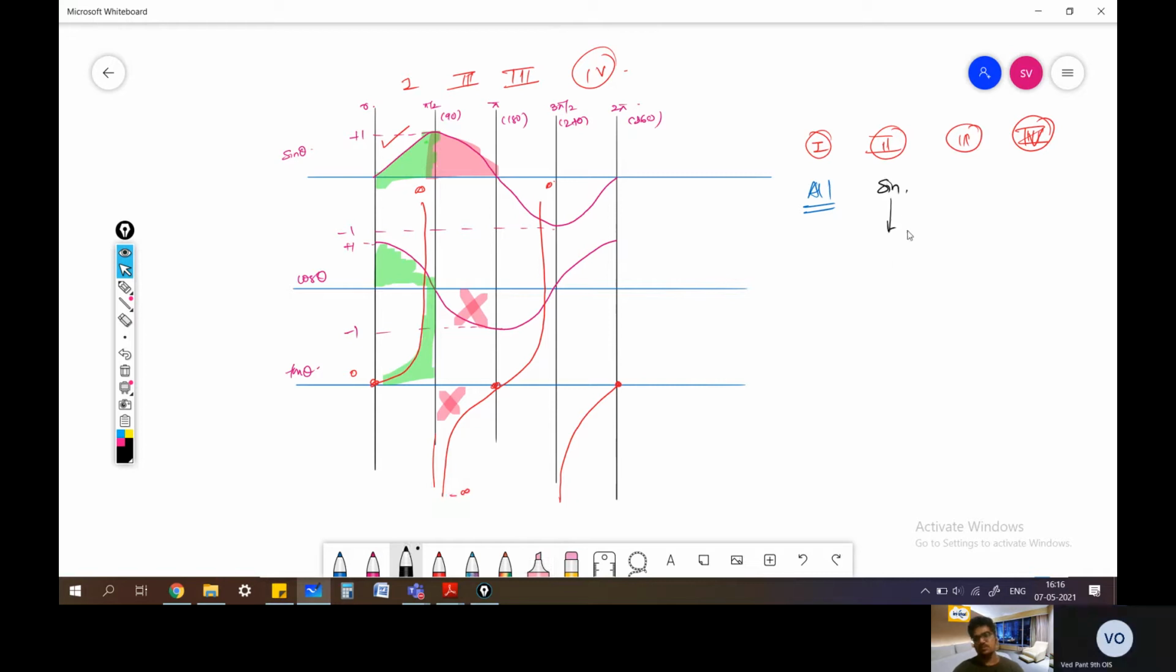And the reciprocal of sine is cosec. So we'll say cosec and sine both are positive. You know about the cosec, no? No, not so. Let it be.